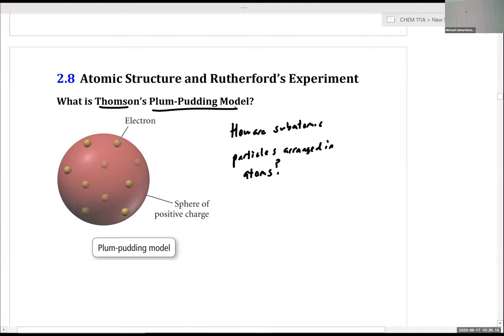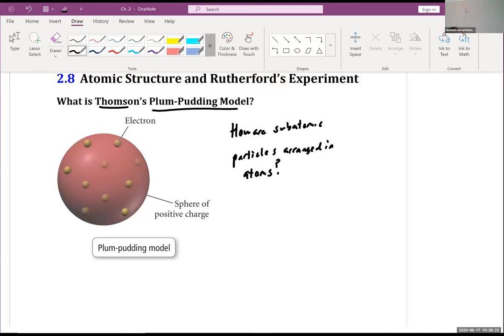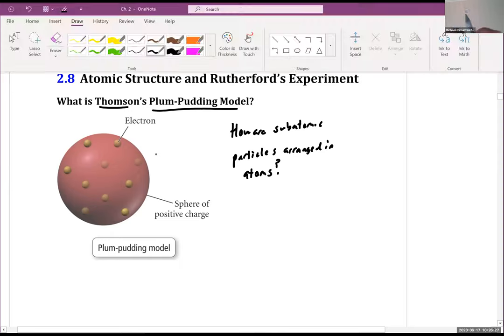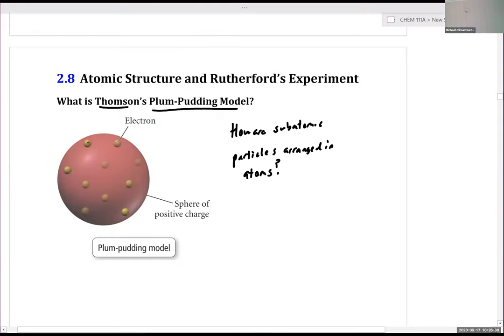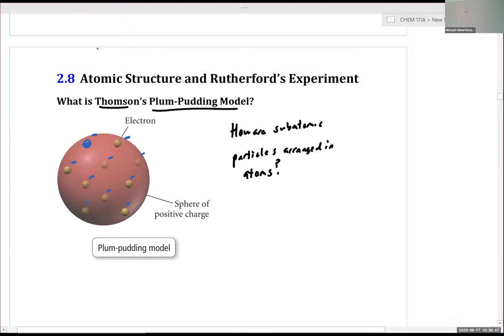You can think of it sort of like yogurt or a muffin with berries or fruit or chocolate in it, whatever suits your fancy. In Thomson's plum pudding model, we have our electrons, and our electrons are distributed throughout our atom. And our electrons are surrounded by a sphere of positive charge.